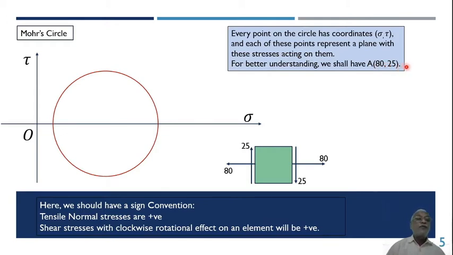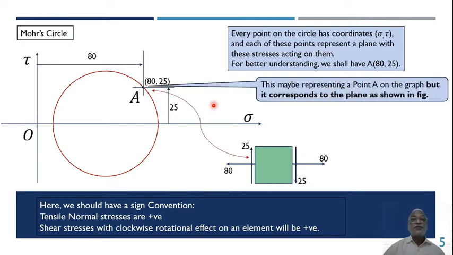Okay, now how do you plot 80, 25? 80 is measured from origin in the x direction or sigma direction, 80. I have drawn that, and then there is 25 in the shear stress direction, 25. So I get a point there. We'll mark it. I have called it A. So that is with the coordinates 80 and 25. 80 is normal stress, 25 is shear stress.